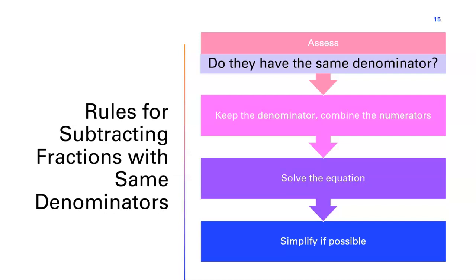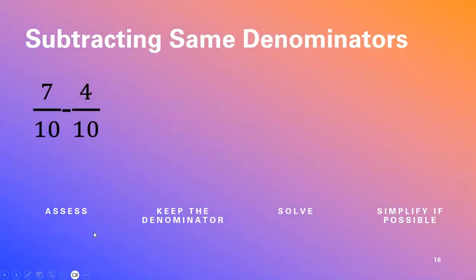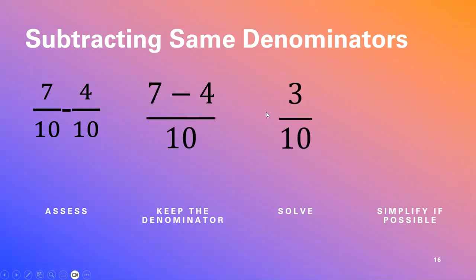Now, if you want to subtract fractions with the same denominator, you have to make sure they actually have the same denominator. Then you can keep your denominator the same and combine your numerators. So like adding, now you would just subtract. You can solve your equation and simplify if you can. So if you have the example 7 over 10 minus 4 over 10, you keep your denominator, and then you have 7 minus 4 in your numerator. And this gives you 3 over 10. Which you can't simplify any further than 3 over 10.